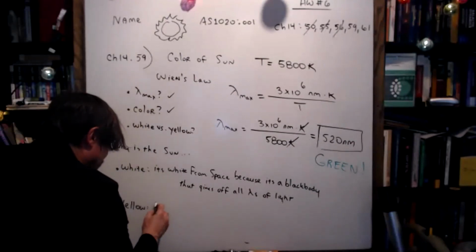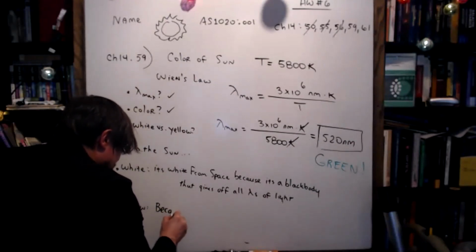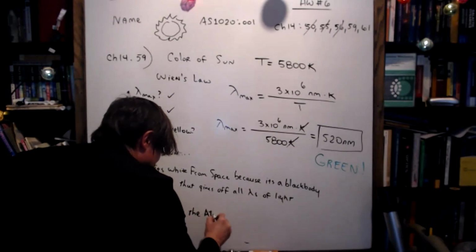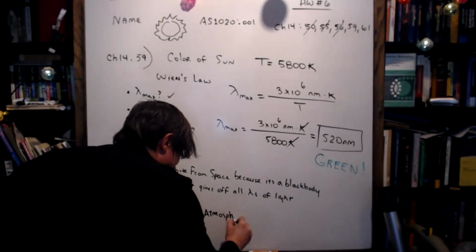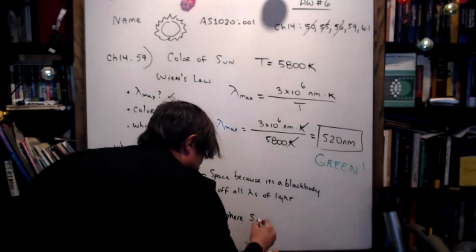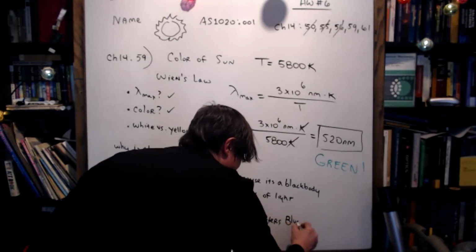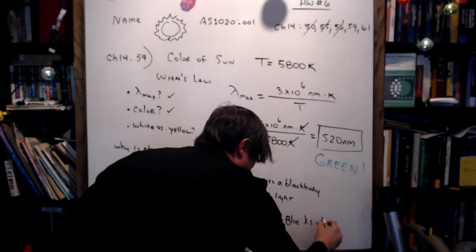So yellow, because the atmosphere scatters blue wavelengths of light.